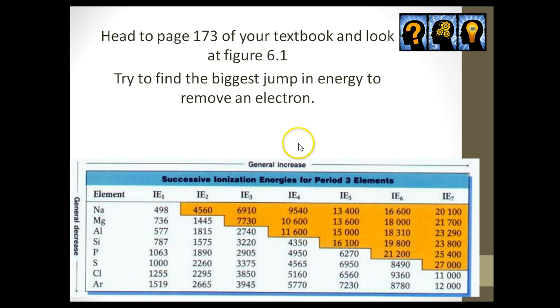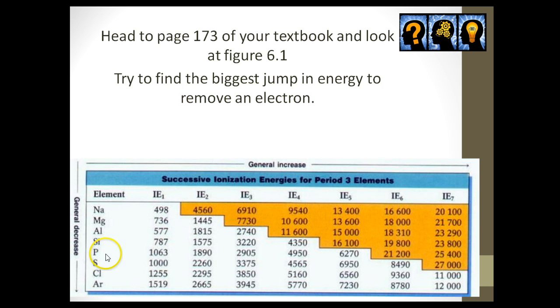Alright, and that's going to be your key idea with successive ionization energies as you increase the number of electrons you're pulling off. It's always constantly increasing. It's always harder to pull it off. But there's going to be a bigger jump when the atoms look like a noble gas, when they have the same number of electrons as a noble gas.